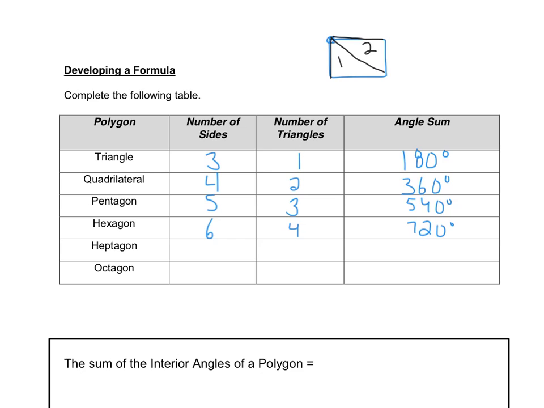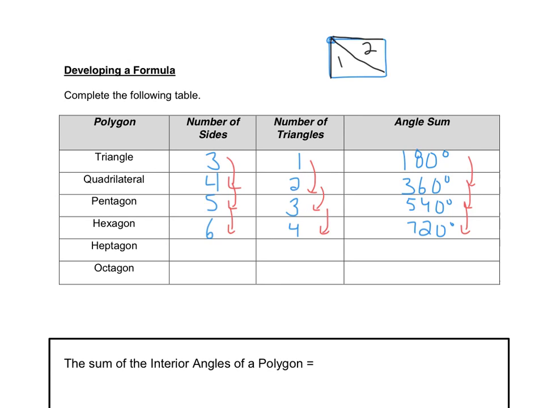What you might notice is that as the number of sides increases by 1, the number of triangles also increases by 1. And you might also notice that the angle sum increases by 180 degrees. So each time you're adding a triangle, going from 1 triangle to 2 triangles, you're adding another 180 degrees. And then from 2 triangles to 3 triangles, you're adding another 180 degrees. And that makes sense because there's 180 degrees in a triangle.